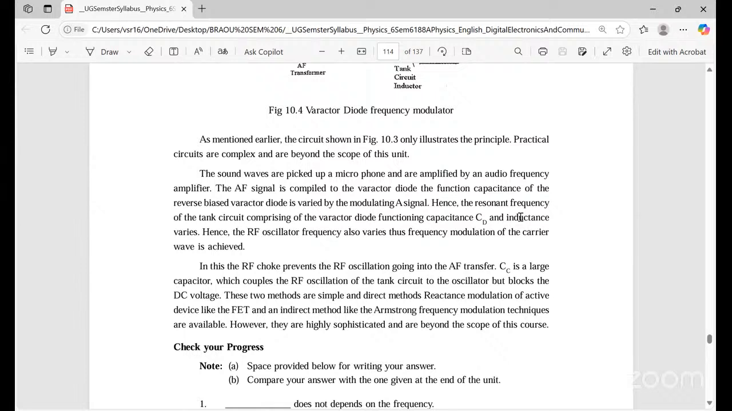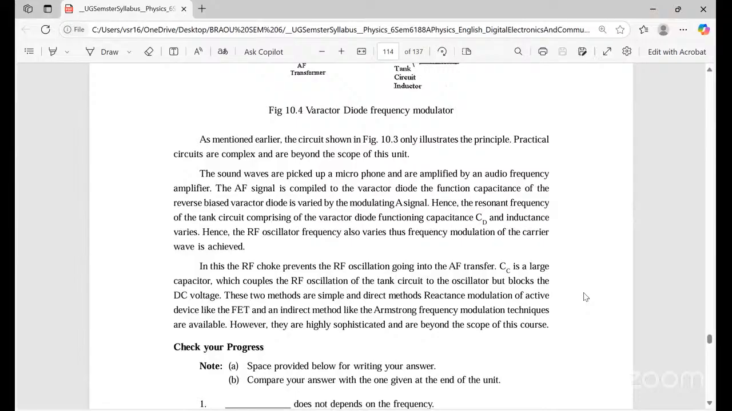So here sound waves are picked up by a microphone and amplified by an audio frequency amplifier. Here the AF signal is coupled to the varactor diode. The capacitance of the reverse biased varactor diode can be varied by the modulating signal. So the resonant frequency of the tank circuit LC, which comprises the varactor diode's capacitance as well as the inductance, varies here. So the RF oscillator frequency also varies, and then the frequency modulation of the carrier wave is achieved.